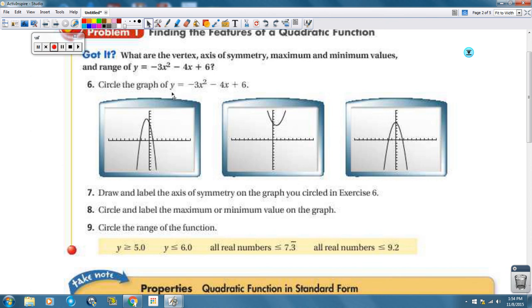So the first thing you want to do is take this graph and see which one of these it is. We can automatically eliminate this one because it opens up. This negative 3 in front of the squared term tells me it has to open down. The other thing I need to know is what my vertex is. I think probably the easiest thing I would do here is put this in my graphing calculator and see which one matches. You could also use a t-table.